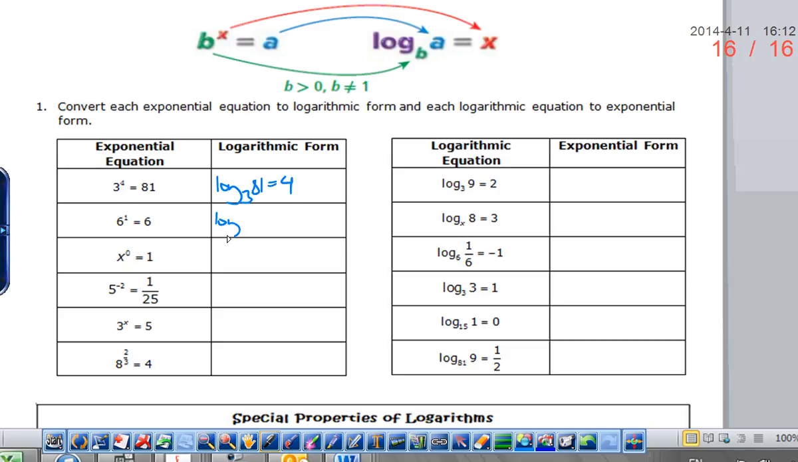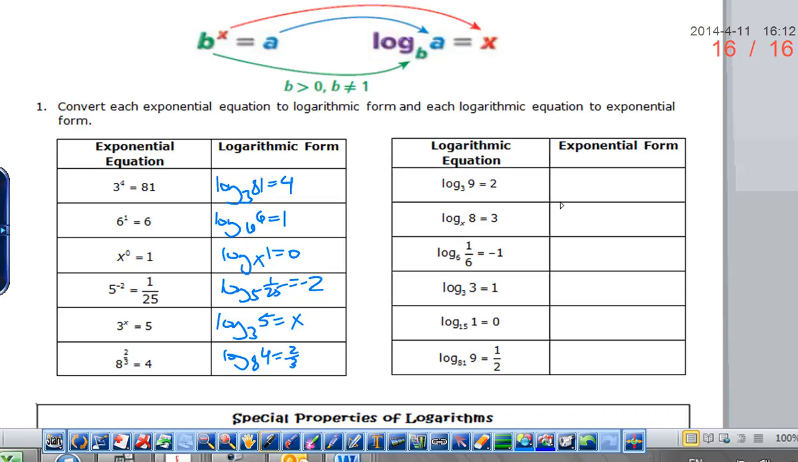This one, log base 6 of 6 equals 1. Log base x of 1 equals 0. Log base 5 of 1/25 equals -2. Log base 3 of 5 equals x. And log base 8 of 4 equals 2/3.